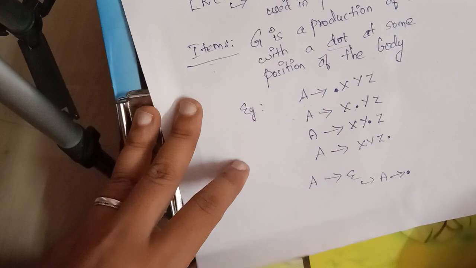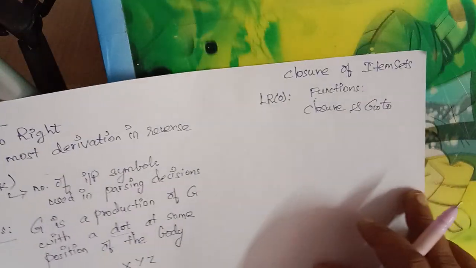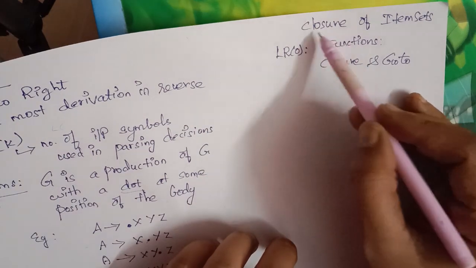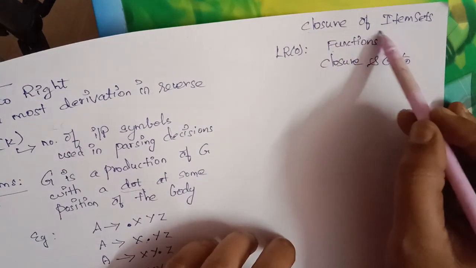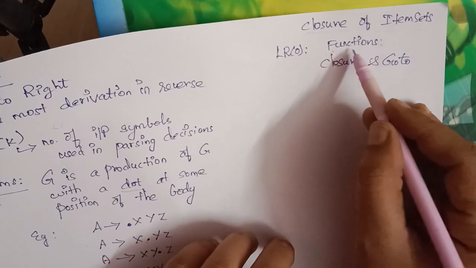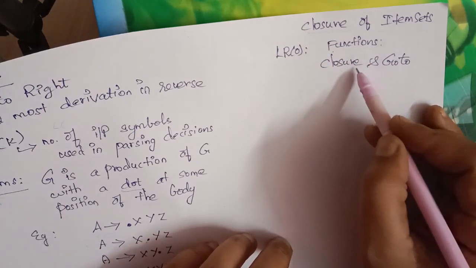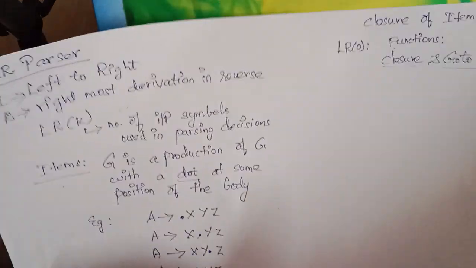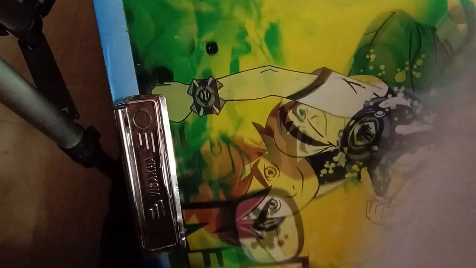And one more thing, if A tends to epsilon, the production is represented as A tends to dot. And one more thing, when you are talking about LR parsers, you need to identify the closure of item sets. So what does it mean? Closure has two functions, one is closure and the other is goto function. We will be seeing those things with an example.